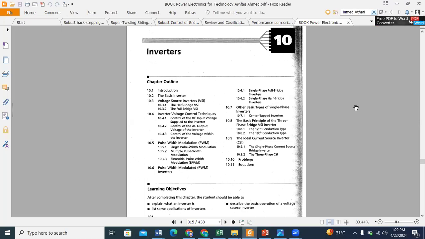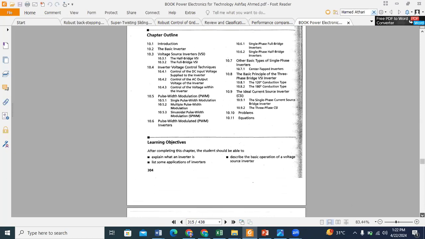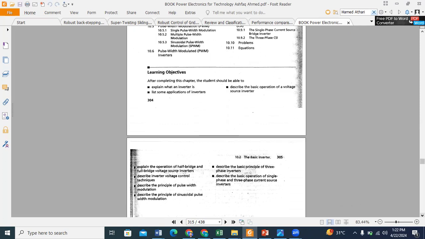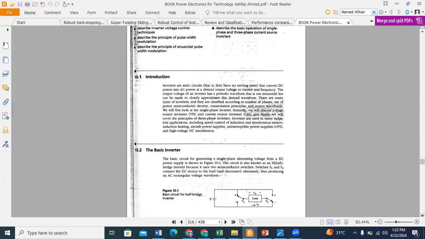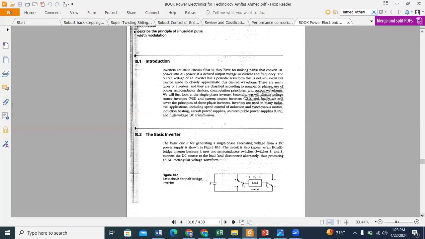So today's topic of our power electronics course is inverters, chapter number 10. These are the list of contents that we're going to discuss in this chapter. Inverter is a type of technique which can convert DC current into AC. So this is the main aspect of why we need to discuss the importance of inverters in power electronics applications.